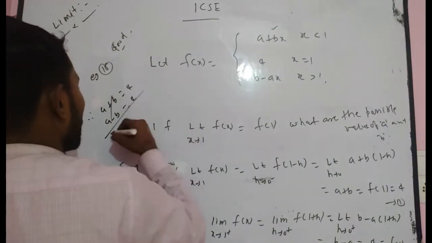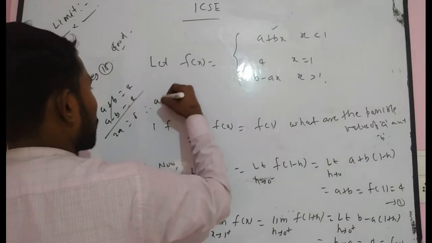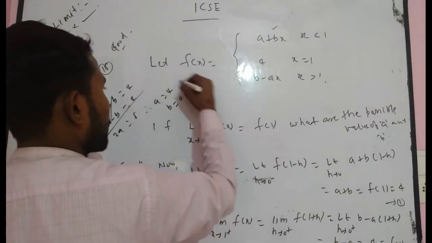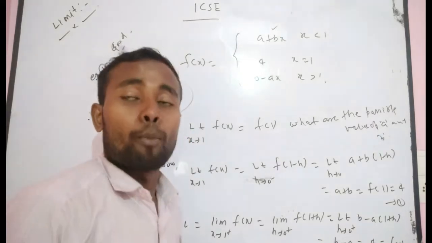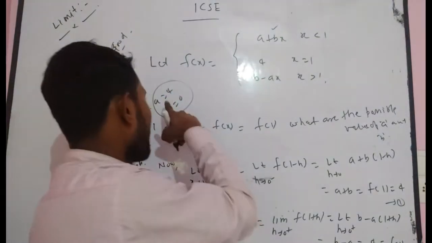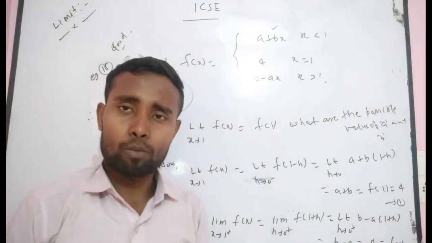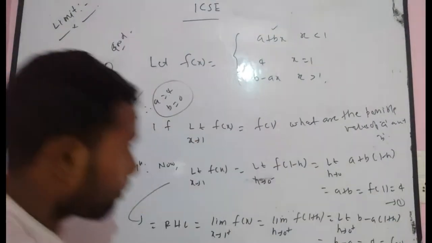After adding, you get 2a is equal to 8, so a is equal to 4. If a is equal to 4, then b is equal to what? 0. That means the possible values of a and b are a equal to 4 and b equal to 0. This is the concept behind this problem.